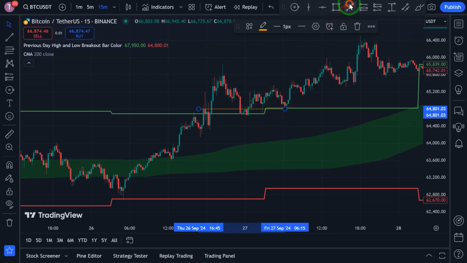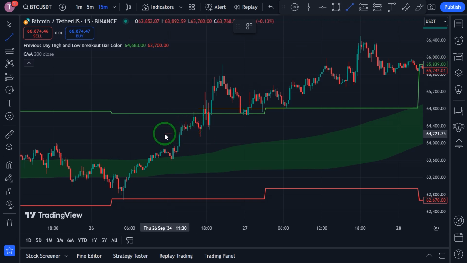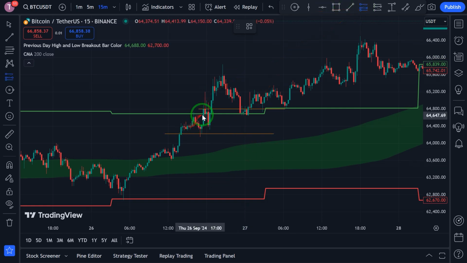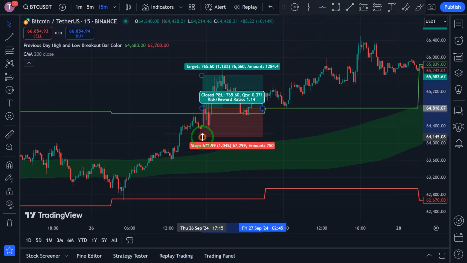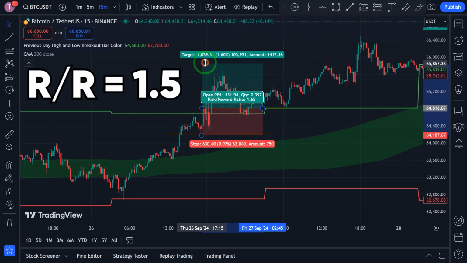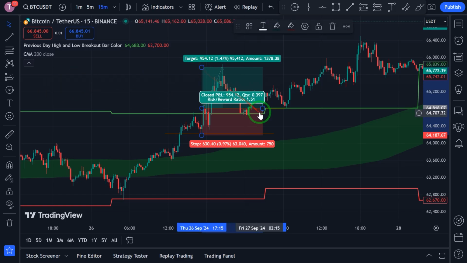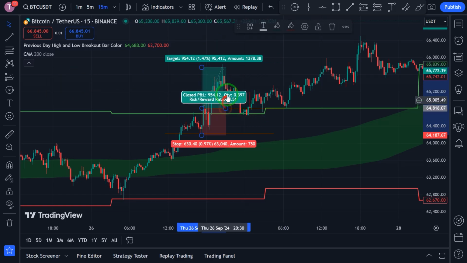Now you can set your stop loss just above the last swing low or consider it below the green cloud. At this point, we enter the buy trade, and for the take profit, we just need to set our risk to reward ratio to 1 to 1.5. Now we should wait for our trade to close with a profit.